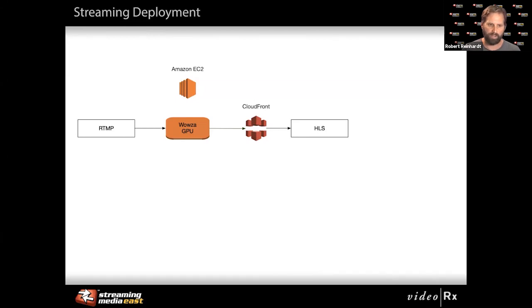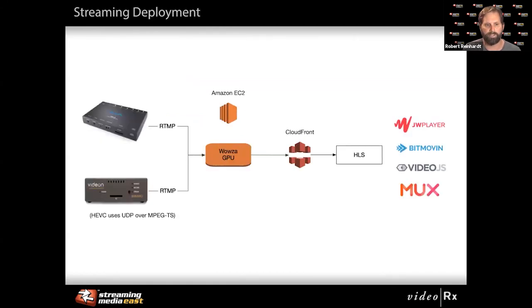But in those kinds of architectures, it's greatly simplified. I'm going to most likely push over RTMP into a media server. That is going to be distributed by a cheaper cloud distribution service. In this case, I have CloudFront in my diagram, and the consumer, the subscriber in this case, is going to be ingesting an HLS stream.